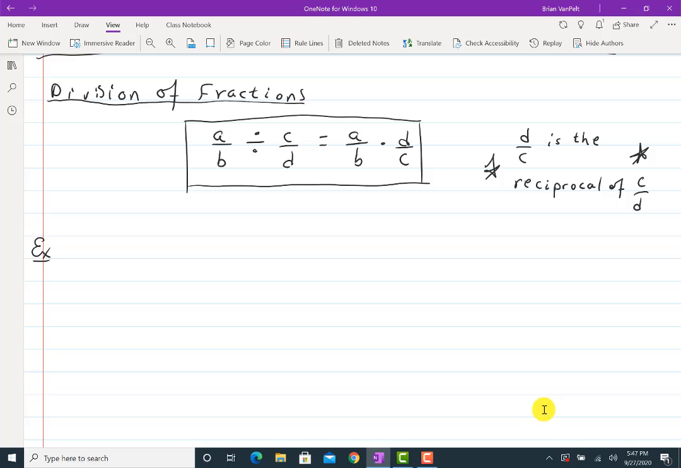So for example, if I have 5/8 divided by 7/4, I will change it to 5/8 times 4 over 7. Now I can do some canceling. 4 goes into 8 twice. I can't do anything with the 5 or the 7. So in the numerator I'm left with 5 times 1, that'll just be 5. And in the denominator I have 2 times 7, that'll be 14.